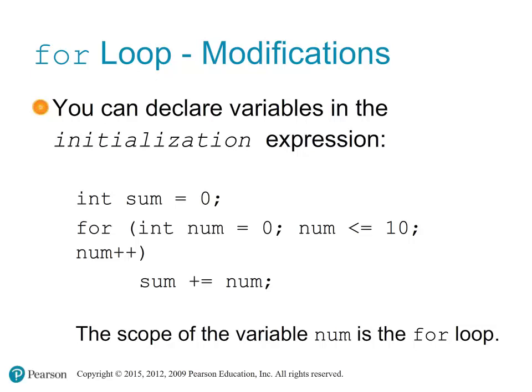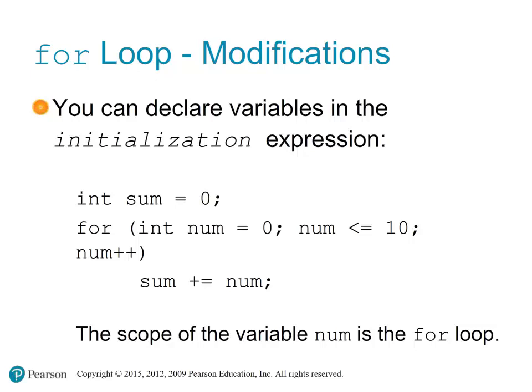Another variable sum is initialized to 0 before the loop. The for loop starts with num set to 0. It continues as long as num is less than or equal to 10. Num is incremented at the end of each iteration. The loop body contains a statement that adds the value of num to sum.